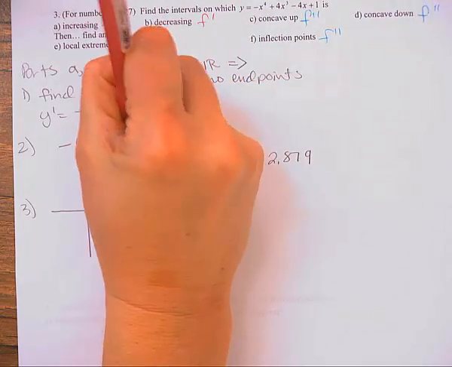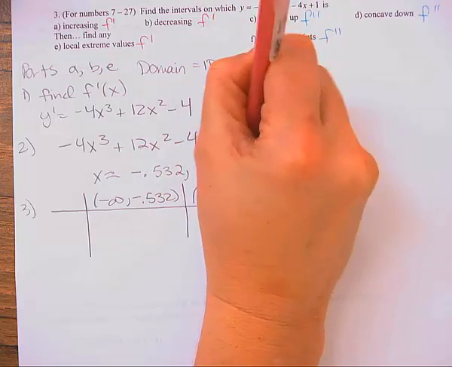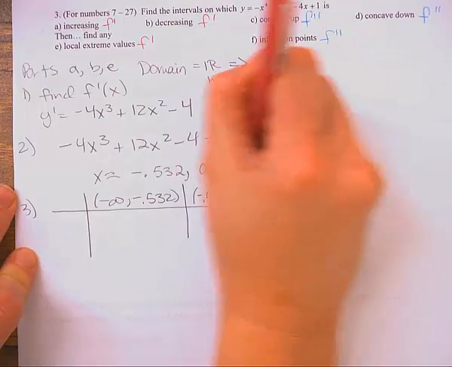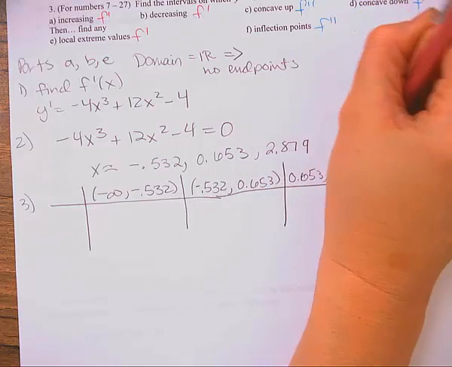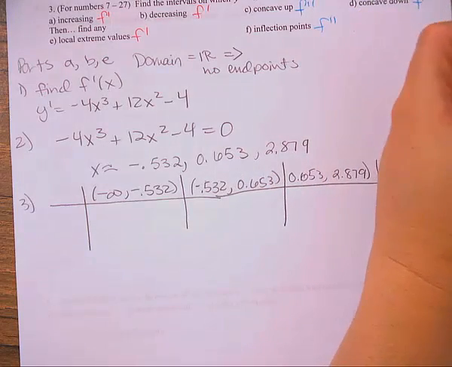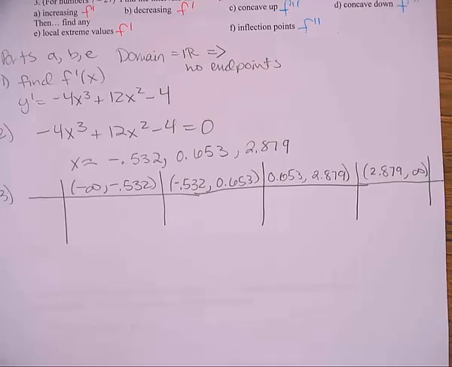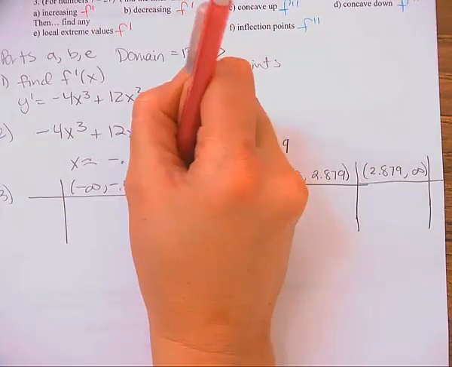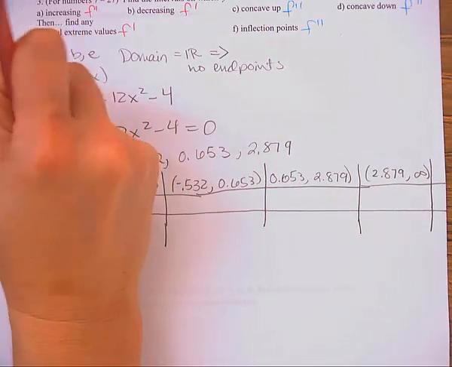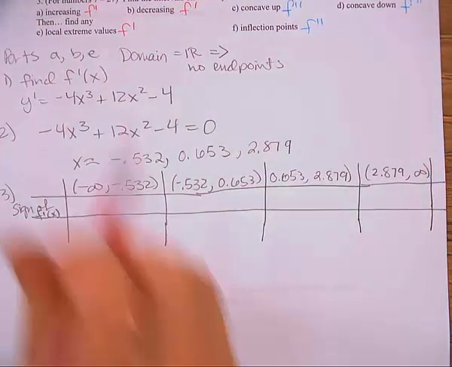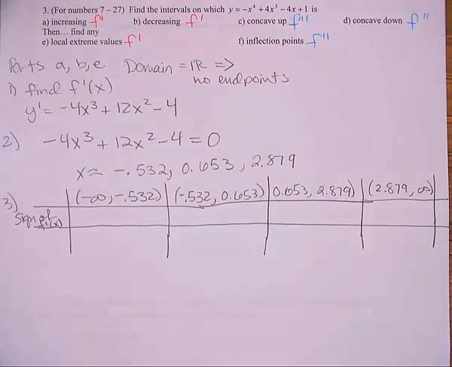So I'll have it stop at negative 0.532. Then I'll have it go from negative 0.532 to 0.653. Then I'll have it go from 0.653 to 2.879. And then lastly from 2.879 all the way to positive infinity because again there are no endpoints. And what we're doing here is we're checking the sign of the first derivative. We're checking the sign of f prime because I want to see where my function is increasing and decreasing, and that's where the first derivative is positive and the first derivative is negative.